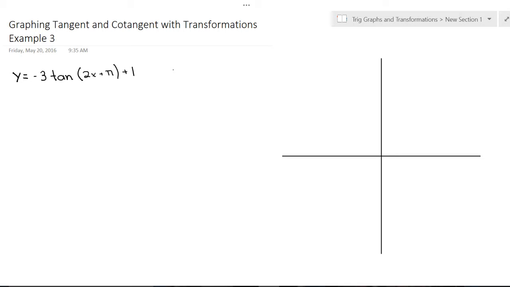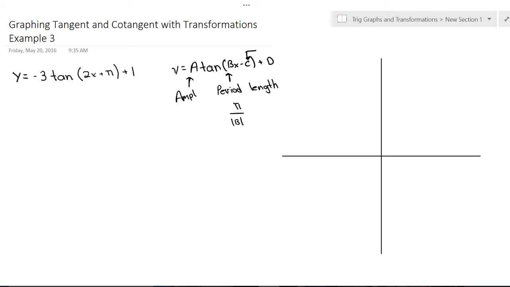So first thing I would do always is write y equals a tangent bx minus c plus d, because this is our standard form. A is our amplitude. B helps us figure out our period length, and because it's a tangent, the period is pi divided by the absolute value of b.